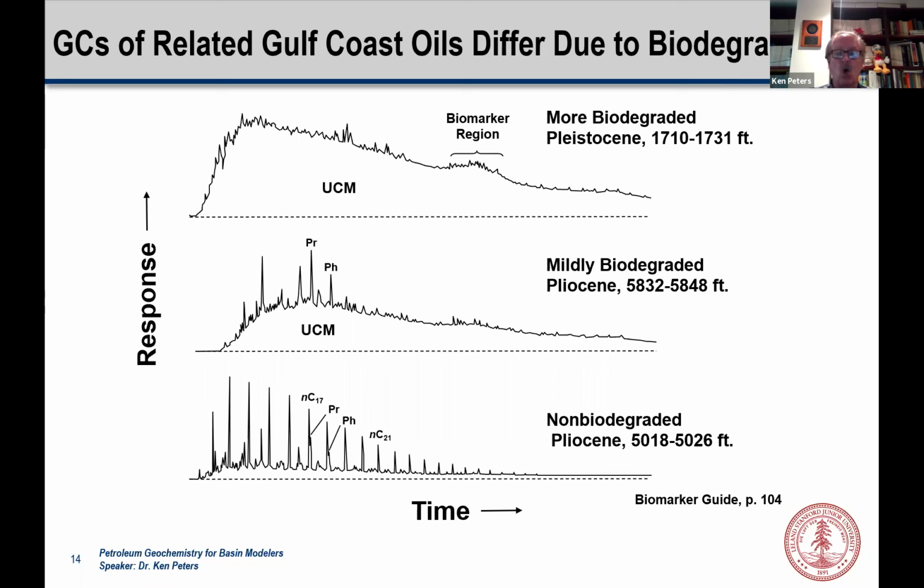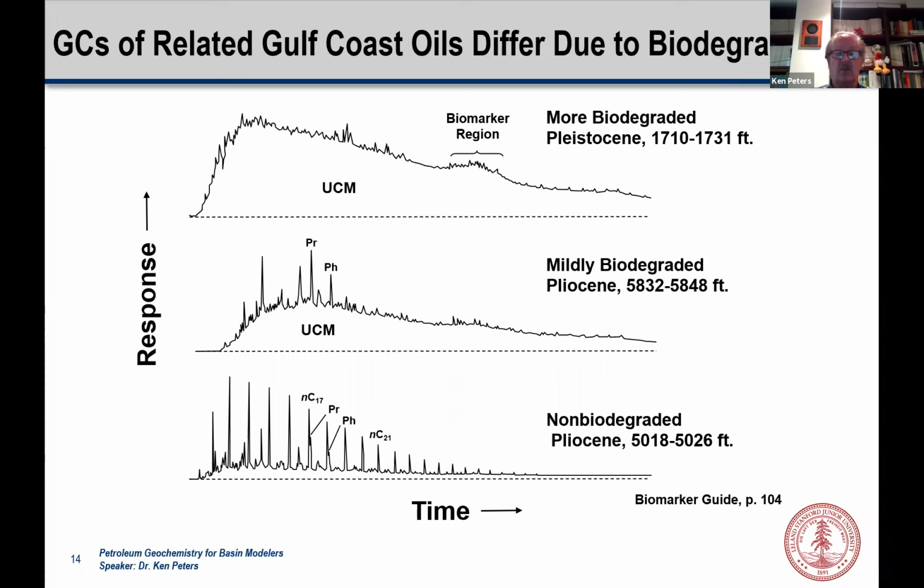The same oil, basically, a little deeper in the section. The UCM is not as large. These are unresolved complex compounds, mostly naphthenic type compounds that are resistant to biodegradation. We still see pristane and phytane in this oil. They're a little more resistant than the n-alkanes.